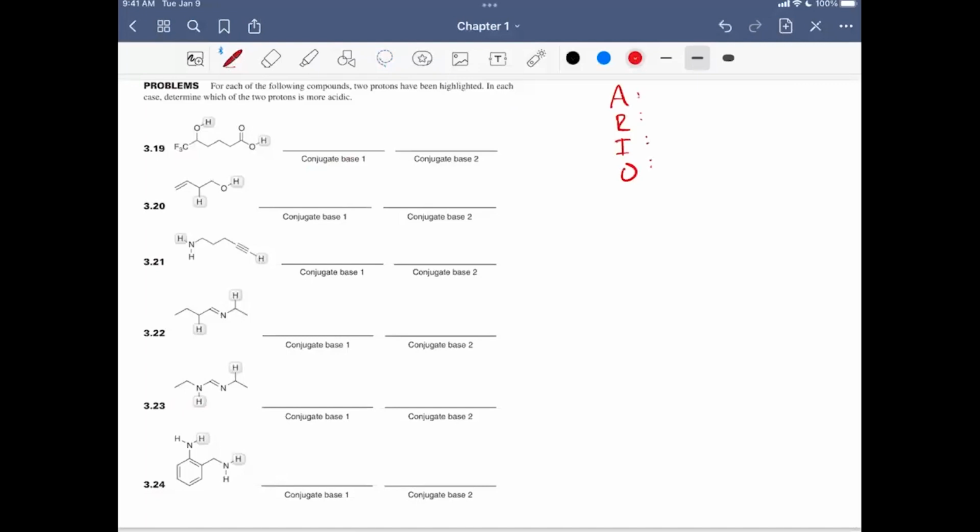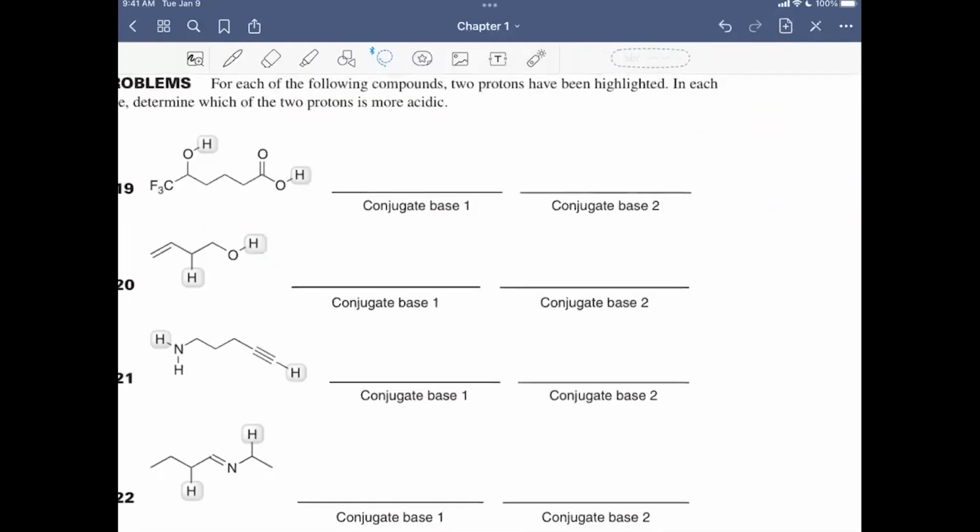All right, so let's go through this first one. And again, I'm going to be using ARIO to try to help me out for each of these. So let's look at A in ARIO. So atomic size or electronegativity. The 2 protons highlighted are both connected to an oxygen, so we can rule out A right there, the exact same compound. Resonance, I'm always going to get back to and see if we have a difference in anything else, because resonance takes a little bit more thinking to do.